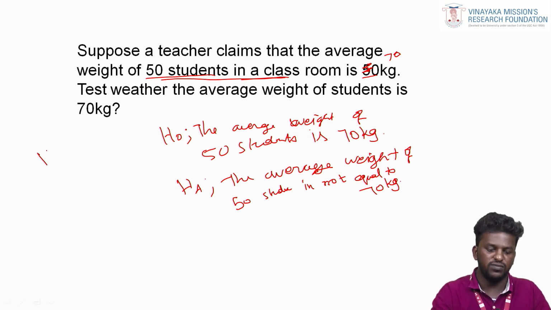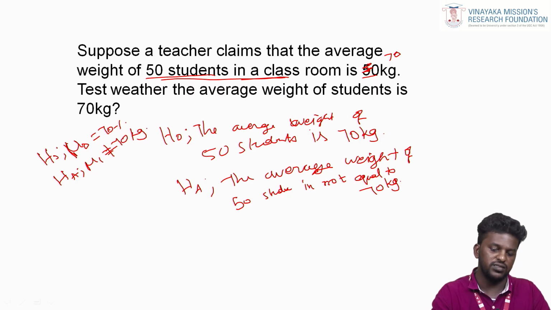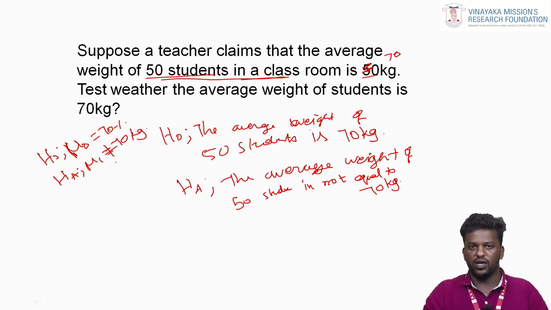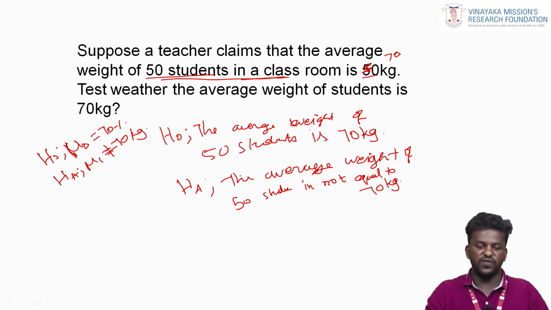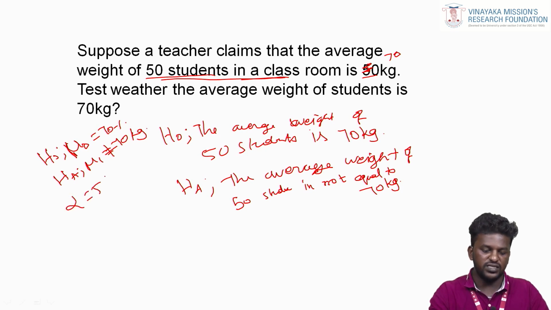In notation, the population mean is mu. So the null hypothesis is mu equal to 70 kg, and the alternative hypothesis is mu not equal to 70 kg. Whatever the null hypothesis indicates, you use not equal to, less than, or greater than for the alternative. So the first step is over; we have framed our hypothesis. Then fix the level of significance. I fix my error, that means level of significance, at 5%.